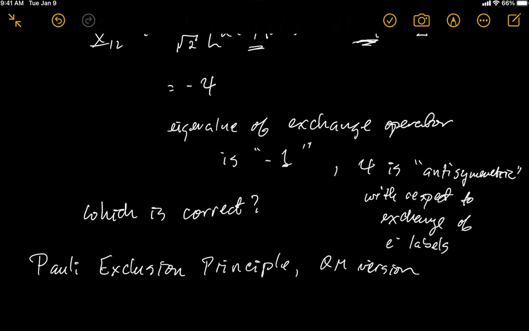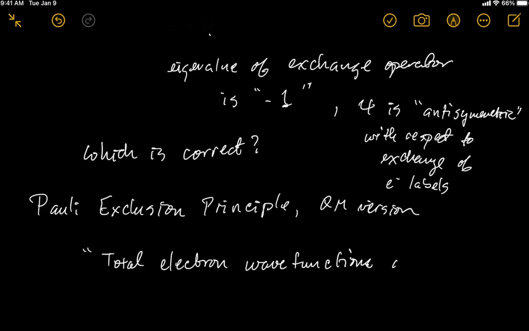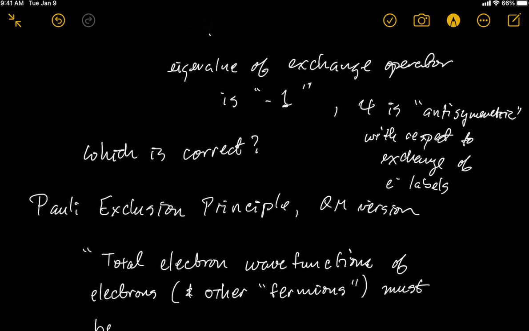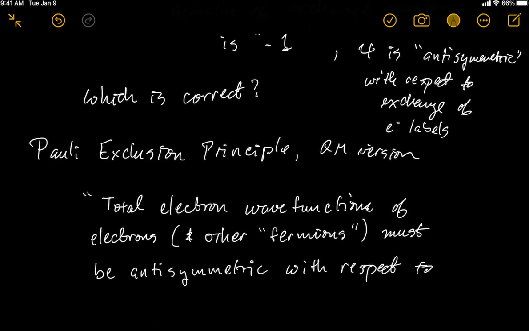Which is that our total electron wave functions of electrons and other particles that we'll call fermions must be anti-symmetric with respect to exchange of any two electron labels.